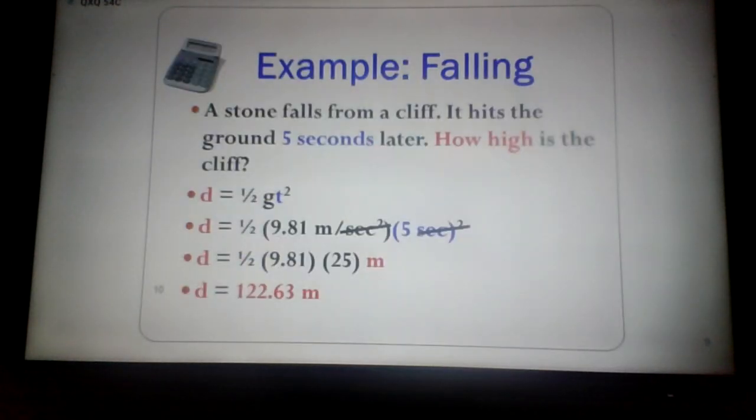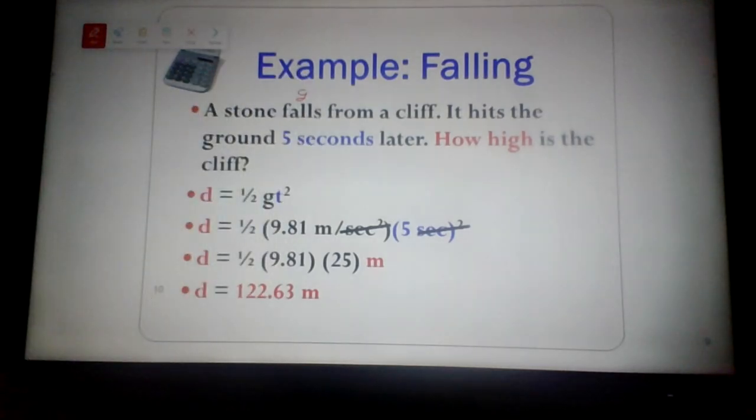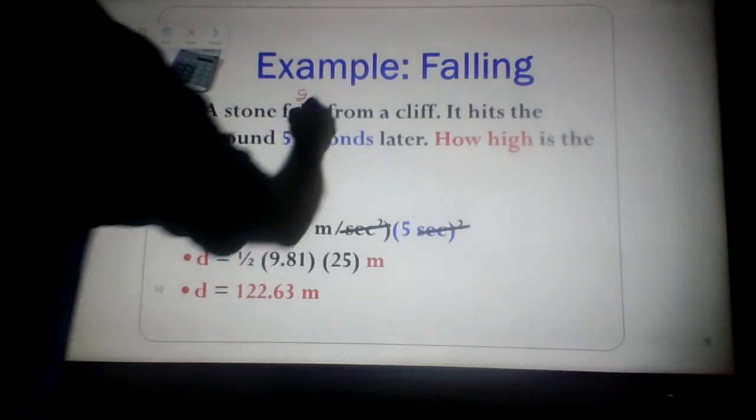This is the same example you saw in the last set of notes. The stone falls from a cliff, hits the ground 5 seconds later. How high is the cliff? But having this on the screen now will help me show you exactly how to set up the problem. A stone falls means that's gravity. Falling, gravity. The stone hits the ground 5 seconds later. What is 5 seconds? That is a time.